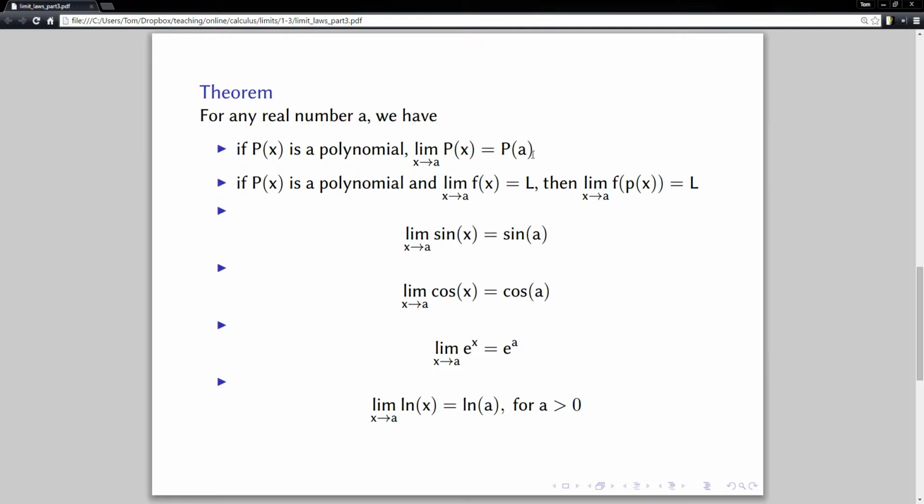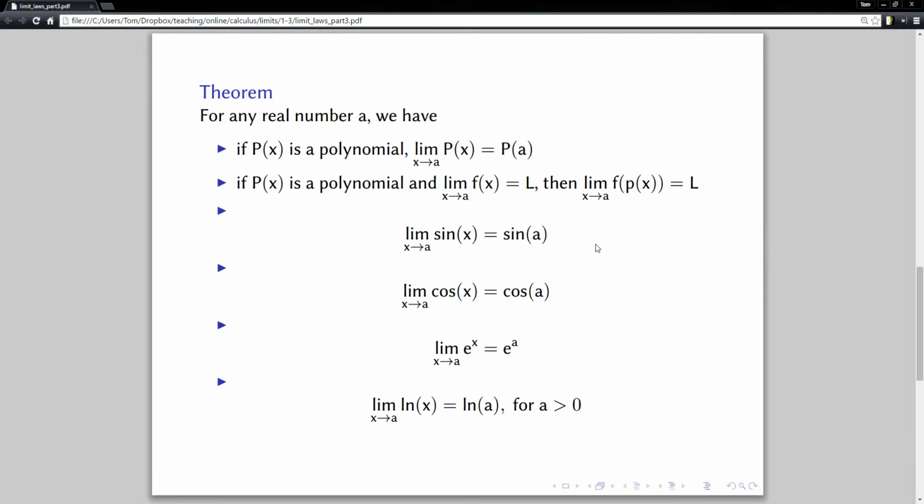For sine and cosine, things always work that way, so those are nice. Notice here the other trigonometric functions aren't listed, right? There's secant and cosecant, tangent and cotangent. They don't always work that nice. But sine and cosine, they do.